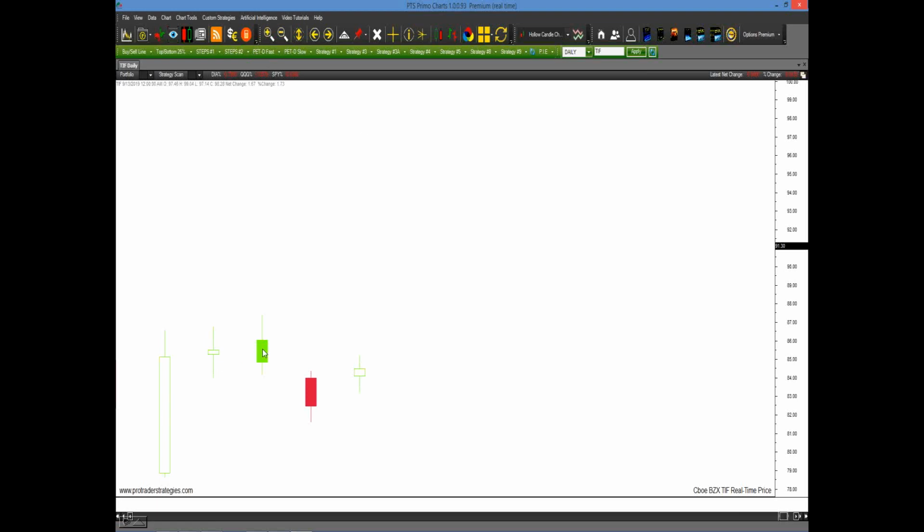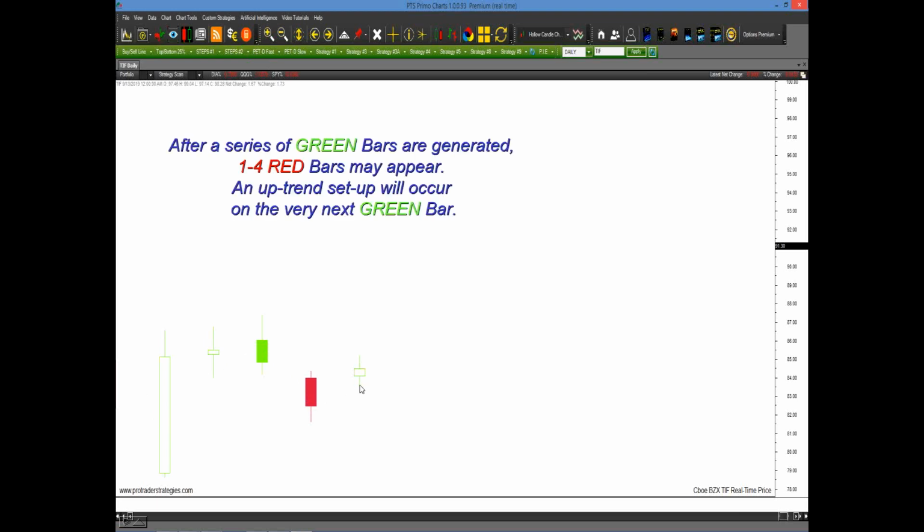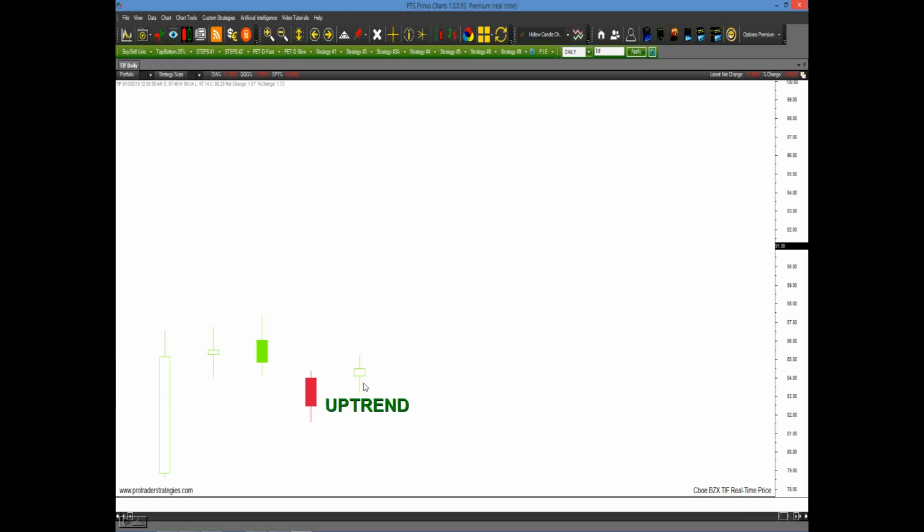So we have a series of green bars here. There were a total of over 5. And then we have 1 red, and then here's our first green bar. That is the uptrend signal right here. Remember, after a series of green bars are generated, 1 to 4 red bars may appear. All right, here's our 1 red bar. An uptrend setup will occur on the very next green bar, which is right here. Here's our uptrend signal. So now you can either use this to actually buy at the market, or you can look for any buy setups using whatever strategy you apply. Either way, that was 14 points straight up after that.